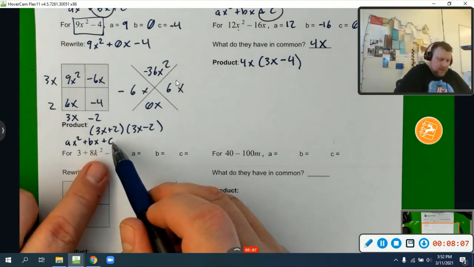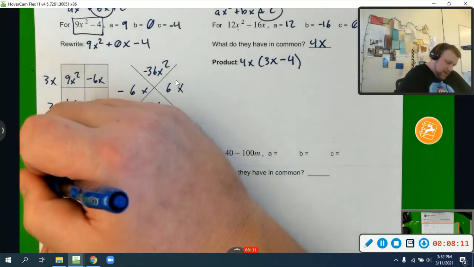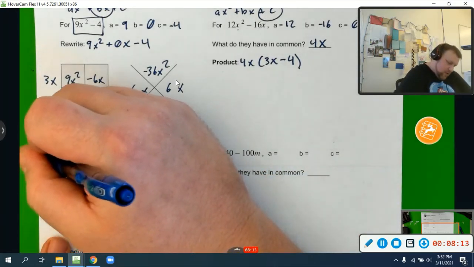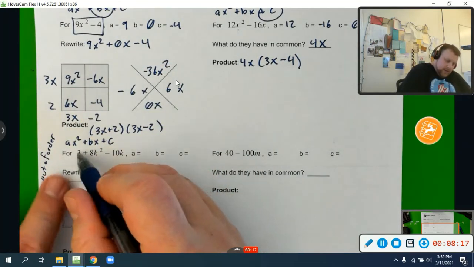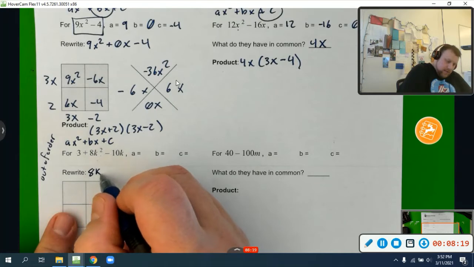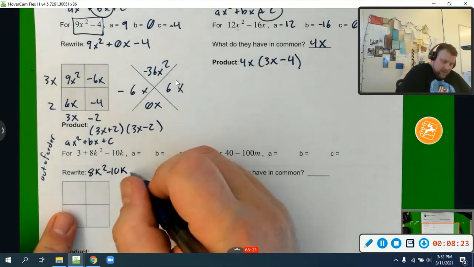Okay, do I have a c? Yeah, I have a 3. Oh, so what's the problem then? Out of order. So when it's out of order, you just need to rewrite it in standard form. 8k squared minus 10k plus 3.